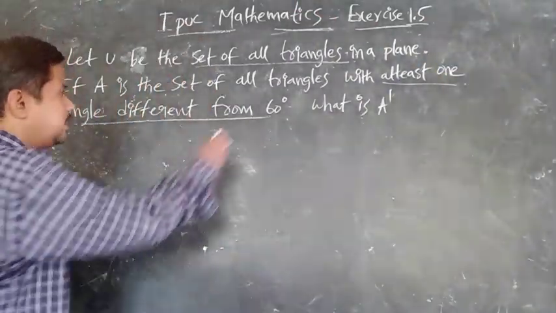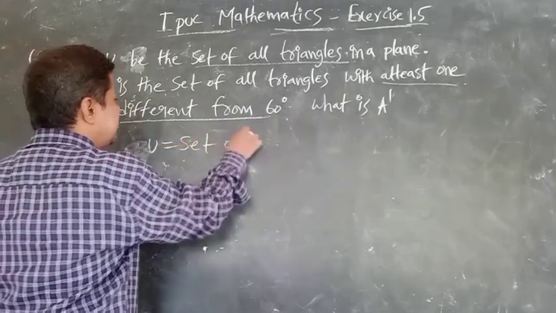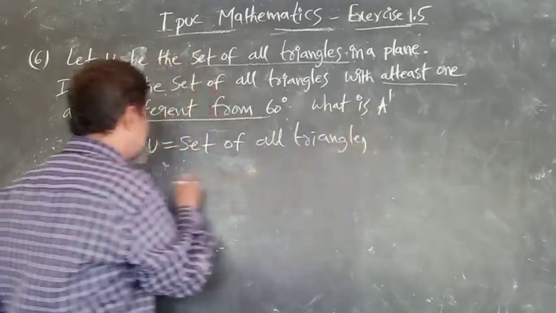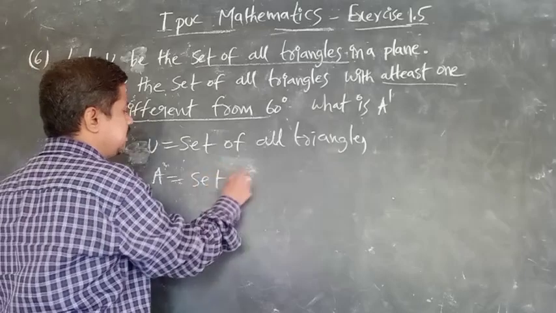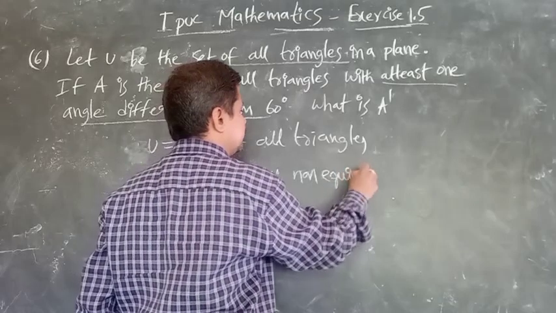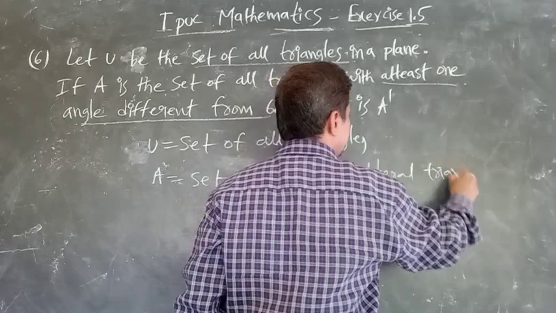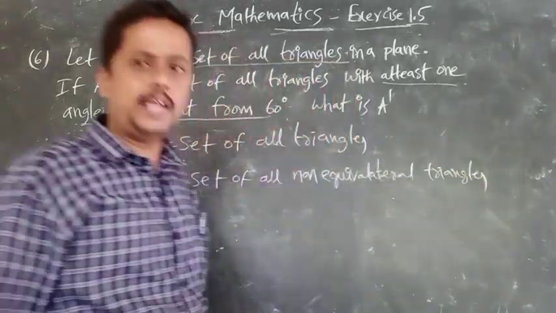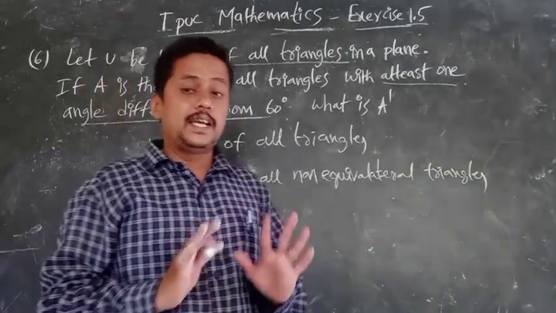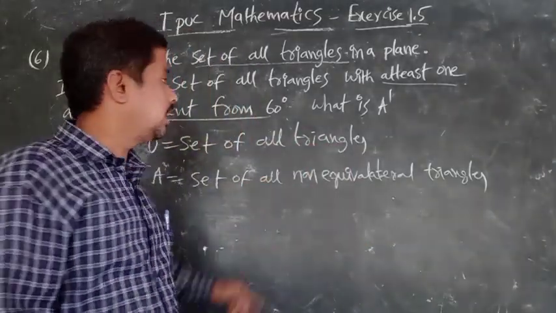So therefore we have to find out A dash. So U is equal to the set of all triangles. Okay. And A is equal to the set of all non-equilateral triangles. Understood? Non-equilateral triangles, what is the meaning of it? It means everything that is not an equilateral triangle comes inside it, inside set A. Now you have to find A dash.